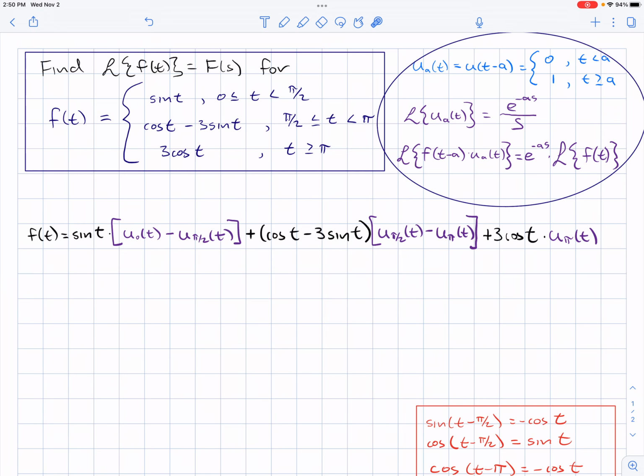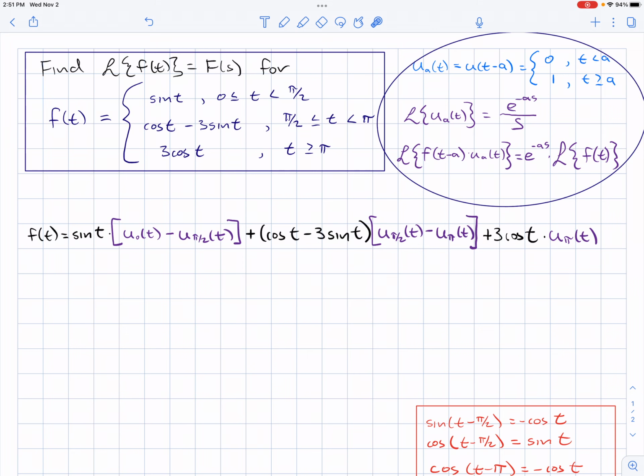Similarly with these other ones, cosine t minus 3 sine of t, multiplying by the difference of the step functions u sub pi over 2 minus u sub pi. To the left of pi over 2 this is 0, to the left of pi this is 0, to the right this is 1, but to the right of pi that'll be 1, so after pi this will zero out, but between pi over 2 and pi, which is this interval, you will have the function cosine t minus 3 sine t.